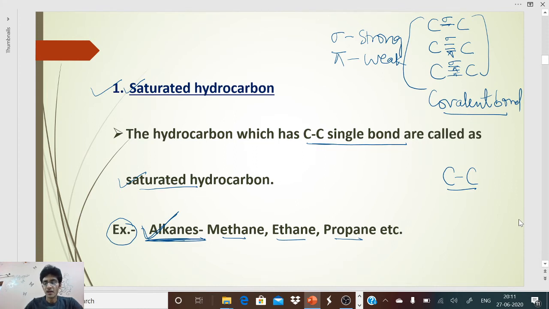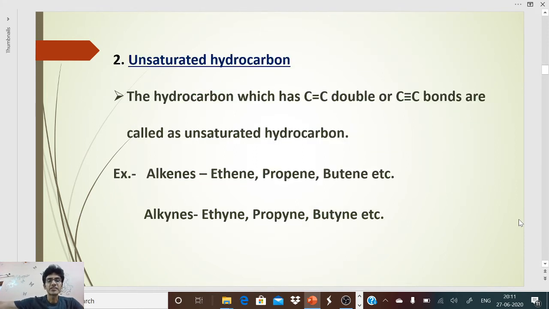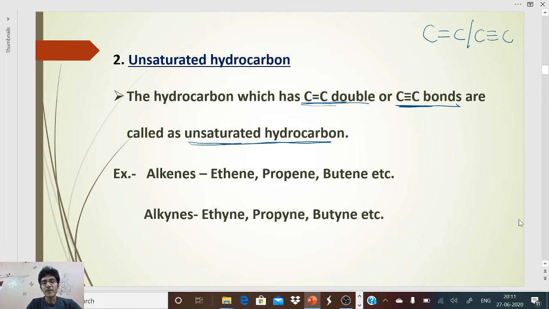Okay. Now we will discuss the unsaturated hydrocarbon. Unsaturated means carbon-carbon double bond or carbon-carbon triple bond. It means the hydrocarbon which has a carbon-carbon double bond or carbon-carbon triple bond is called the unsaturated hydrocarbon. Carbon-carbon double bond may be present, carbon-carbon triple bond may be present. So this type of hydrocarbon is called the unsaturated hydrocarbon.